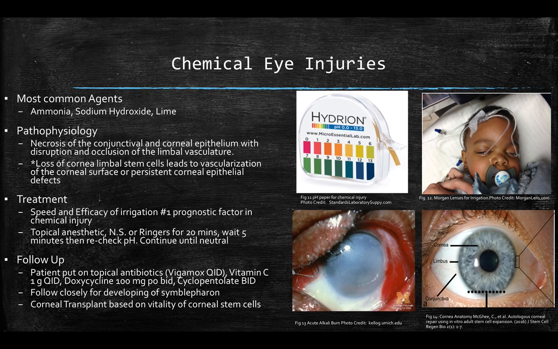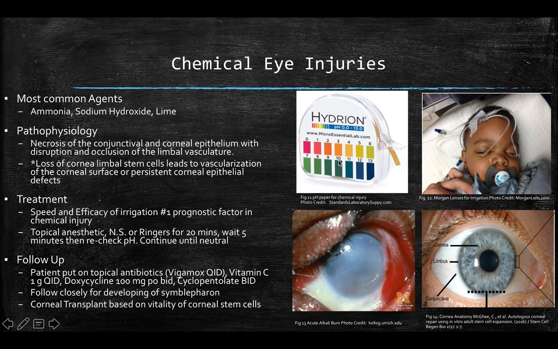What you're going to want to do is give a topical anesthetic like proparacaine. You're going to want to give IV fluids sprayed onto the eye and irrigate vigorously for about 20 minutes. Then you'll wait 5 minutes, and then you're going to want to recheck the pH, and you're going to continue until it becomes neutral. The reason why you wait 5 minutes is to make sure you're getting an accurate sample of the acidic environment of the eye itself. If you check 1 minute after you stop your irrigation, you may just be sampling the fluid that you're pouring into their eye.